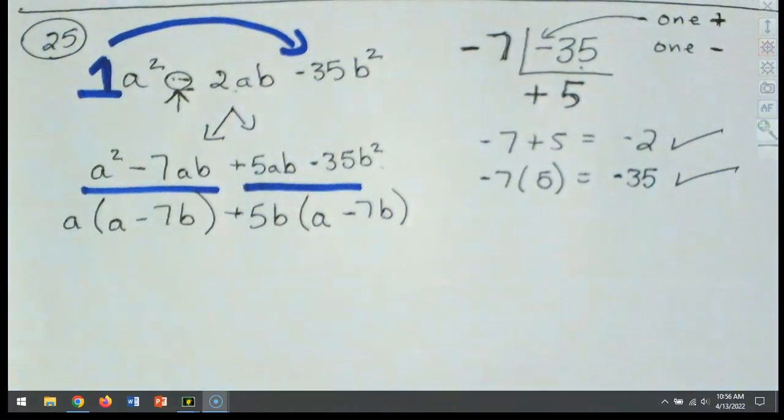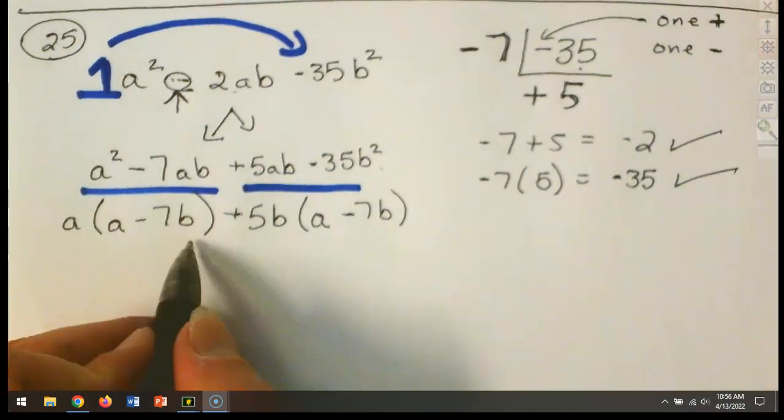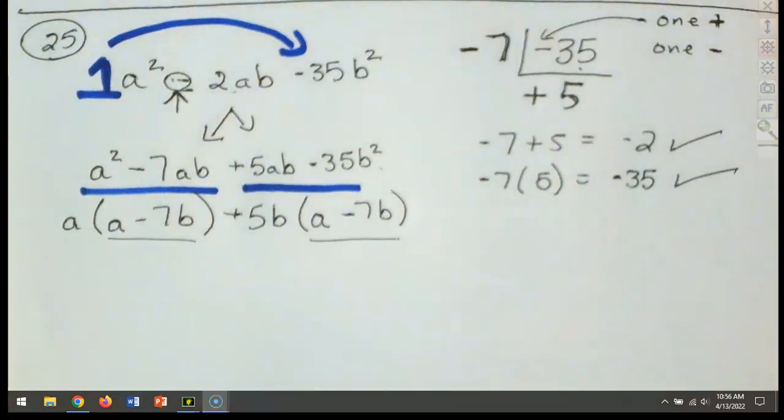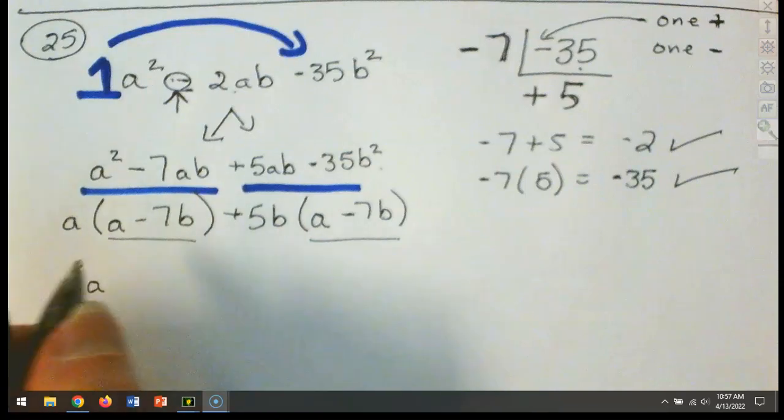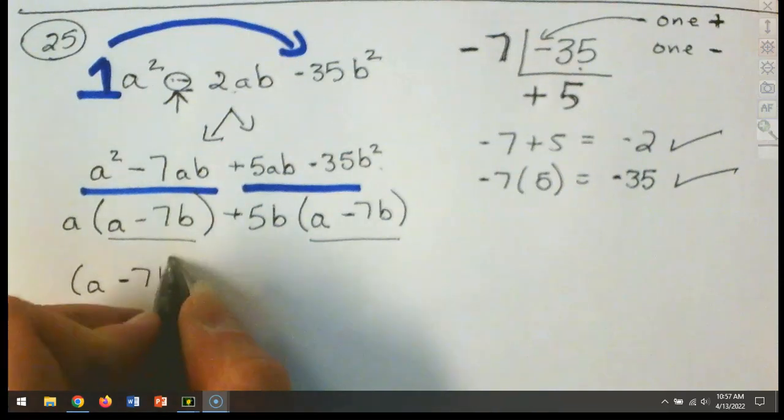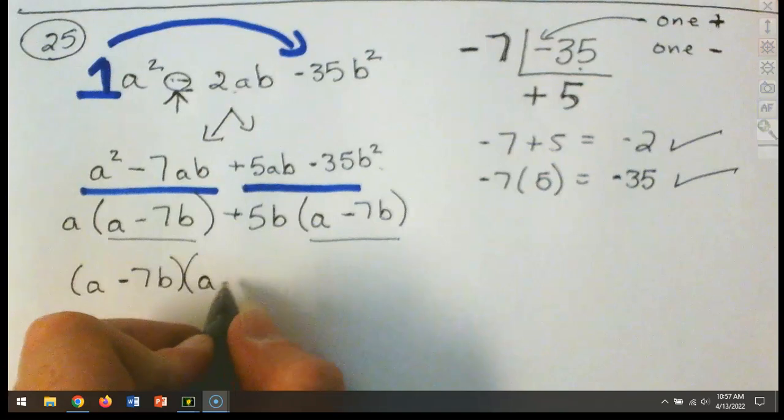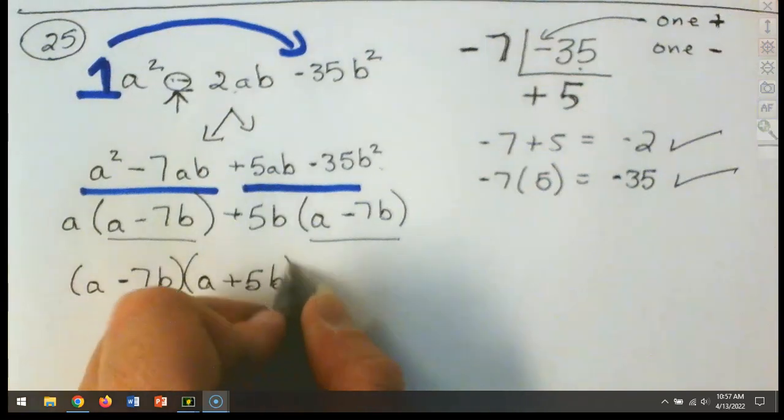And are the groupings the same? Yes, they are. So now we have for a final answer A minus 7B and A plus 5B.